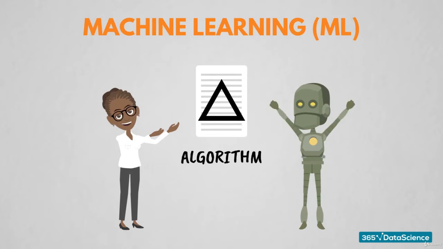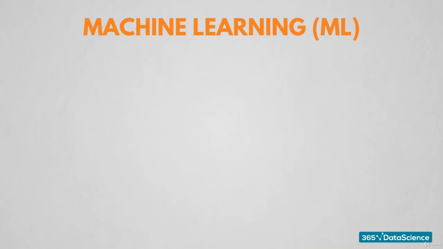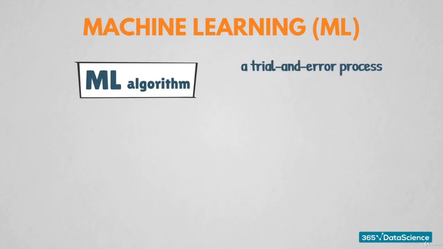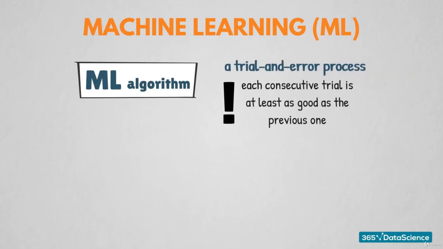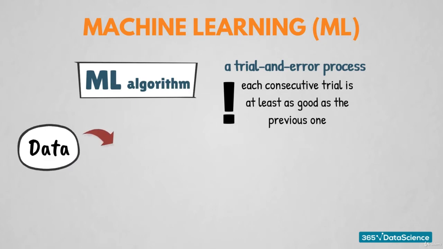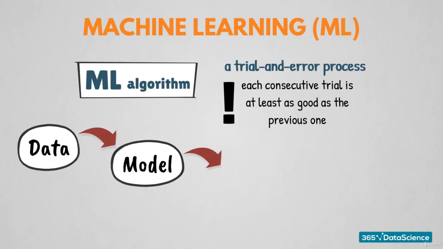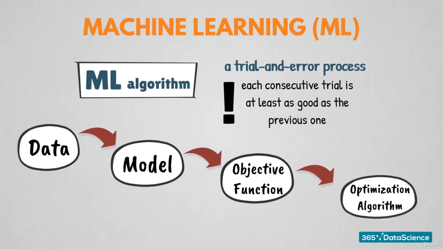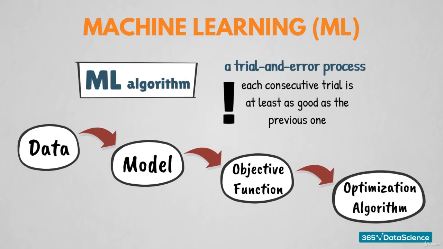So, how can we describe a machine learning algorithm in a few words? A machine learning algorithm is like a trial and error process, but the special thing about it is that each consecutive trial is at least as good as the previous one. Technically speaking, there are 4 ingredients: data, model, objective function, and optimization algorithm. Let's illustrate them with a fictional example.